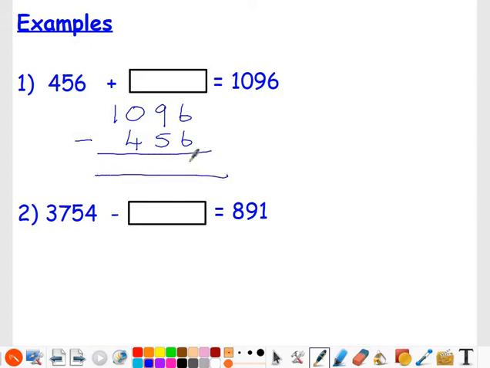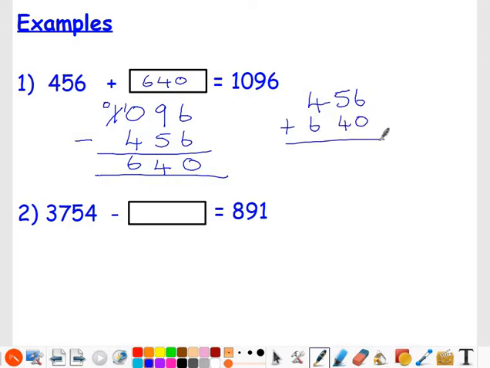6 take away 6 is 0, 9 take away 5 is 4, 0 take away 4 we can't do, so we need to borrow from the 1 which becomes 0, and our 0 becomes 10. 10 take away 4 is 6, meaning our missing gap is 640. And if we want to check that, we can add up the two numbers, so 456 plus 640 should give us an answer of 1096.